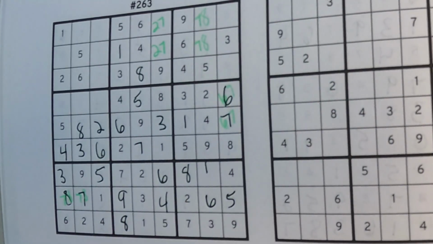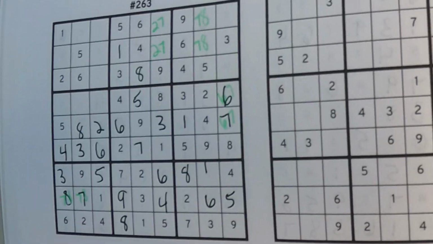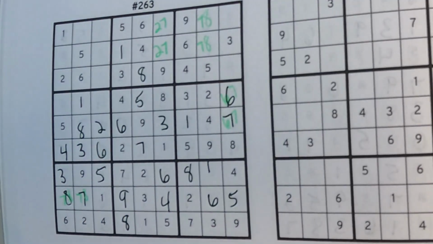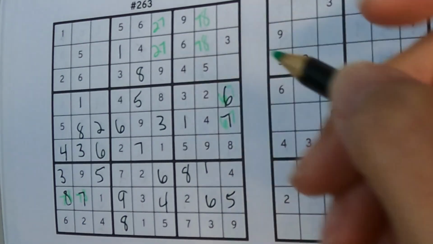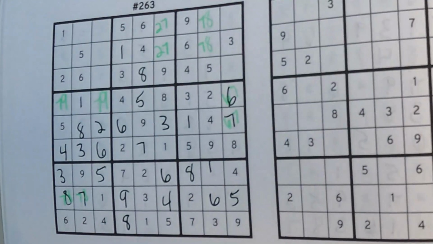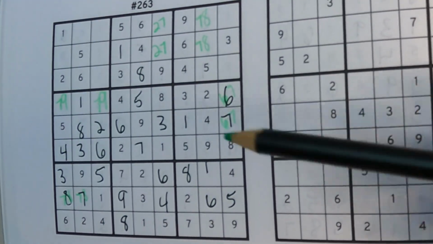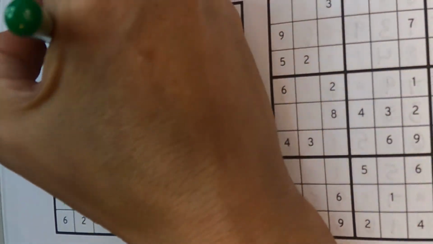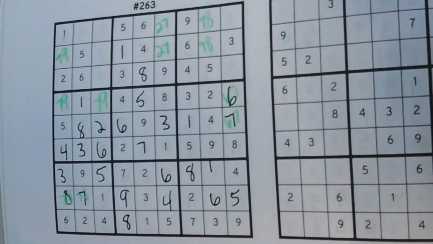For this box now, we're missing 1, 7, and 9. We've got 7 and 9 here, so this is our 1. But I don't see any other help. So 7, 9. And for this column, we're missing 7 and 9, and I don't see any help. So 7, 9.